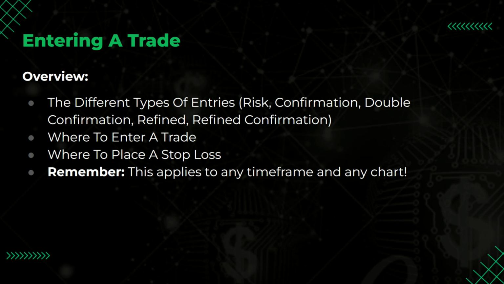So quick overview of the actual slides here and what you're going to be learning. You're going to learn the different types of entries. When you're using smart money concepts, there's a few different types. You can use a risk entry, confirmation entry, double confirmation entry. You can also refine your entries to go lower and lower, and then add in either confirmation or risk entries on refined points of interest. You're also going to be able to learn and understand where to actually enter a trade, where to place a stop loss. And then always, as I like to remind everyone, everything that you're learning in this course is valid and applies to any time frame and any chart.